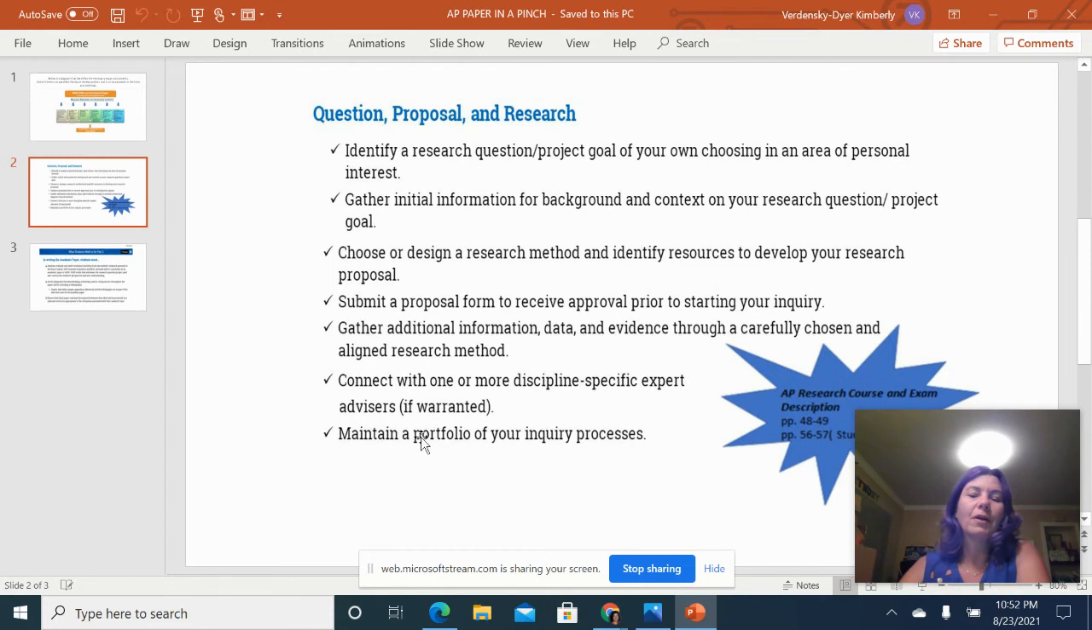And we will also collect a portfolio throughout the year. I'm currently using Google Drive because it allows for greater interaction for peers to comment on each other as opposed to Microsoft Office.